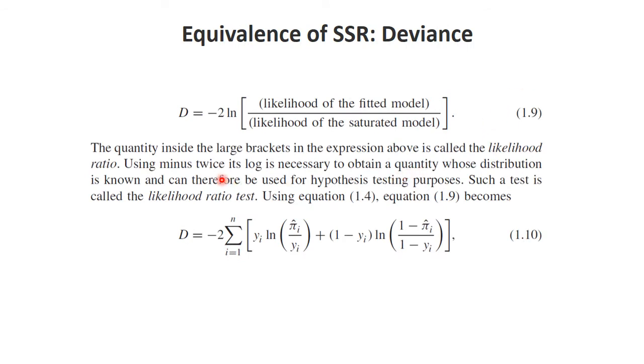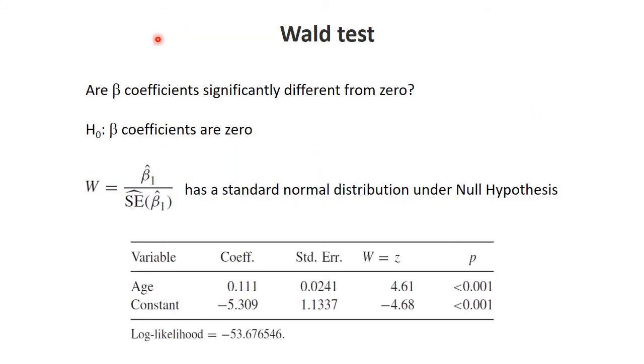So then there's the equivalent of the SSR, which is the deviance, and the deviance can also be written in this particular form. The deviance is sometimes used in testing significance, the likelihood ratio test, but we'll use another method, called the Wald test. In the Wald test, we ask ourselves, are the beta coefficients significantly different from 0? So we make the null hypothesis that the beta coefficients are 0, and we calculate what is called the Wald statistic, which is basically the estimated beta over the standard error of beta.